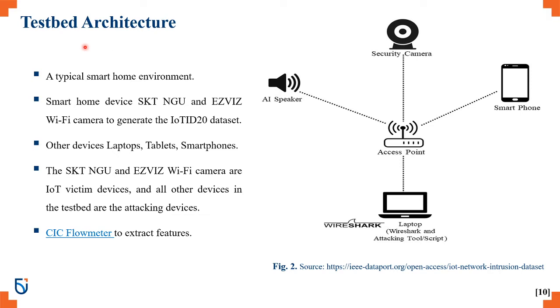Testbed architecture. Our proposed dataset testbed architecture consists of a typical smart home environment with 2 smart home devices, SKT NGU and EZVIZ Wi-Fi camera. Other devices include a laptop, tablet, and smartphone. The 2 smart home devices are used as victim devices, and all other devices are used as attacking devices. The packet capture was adapted from the link given, and we extracted network features using CICFlowMeter. It is open source software which you can use to extract network features from a pcap file.